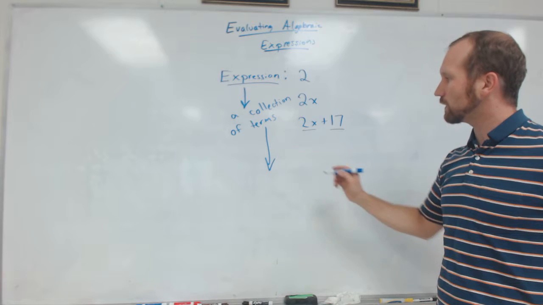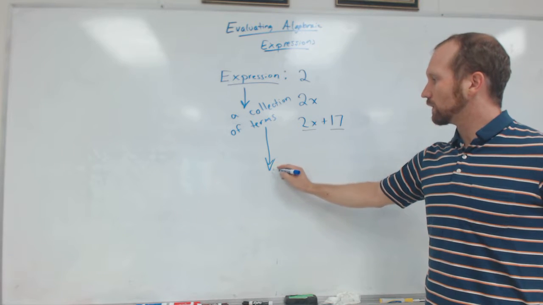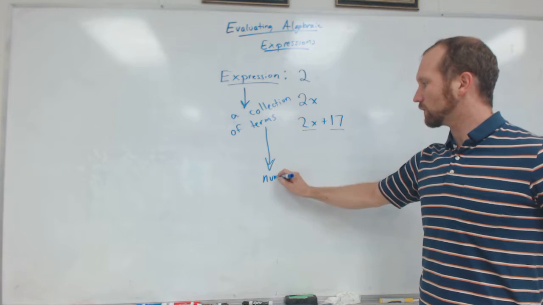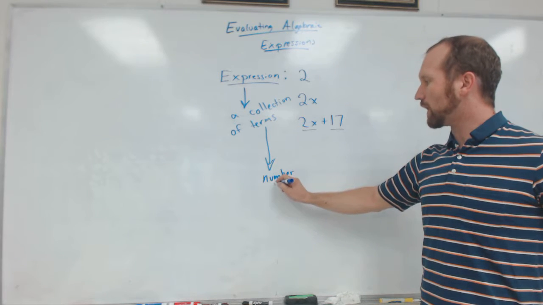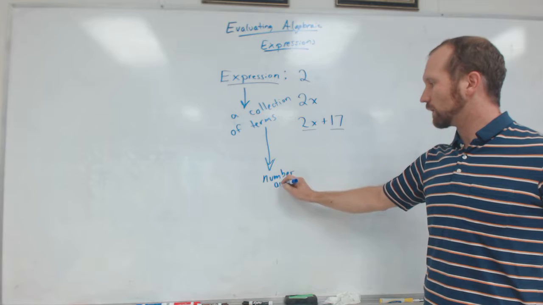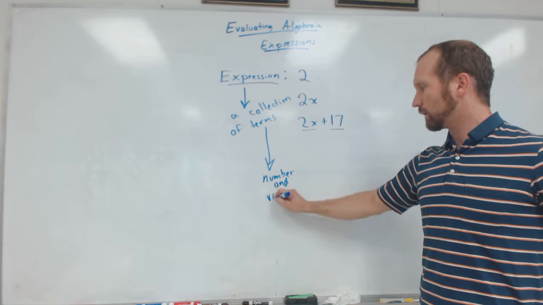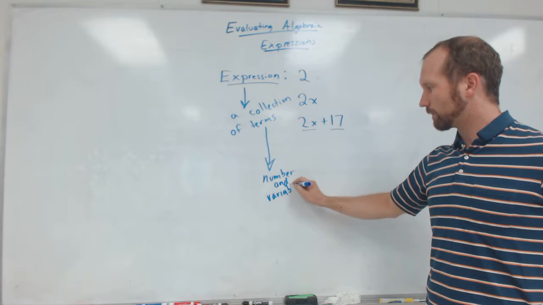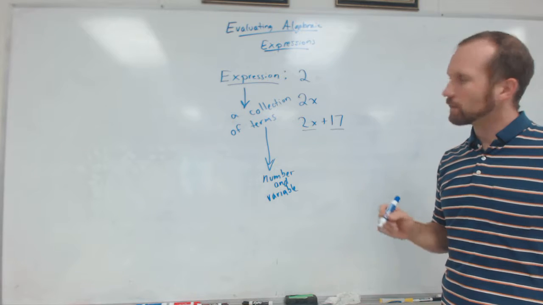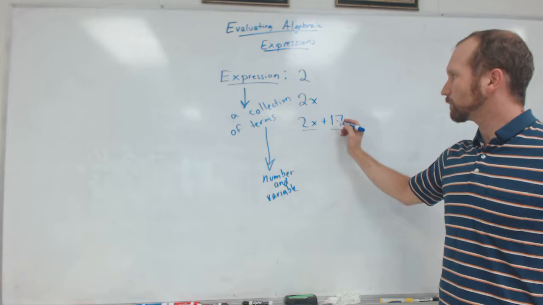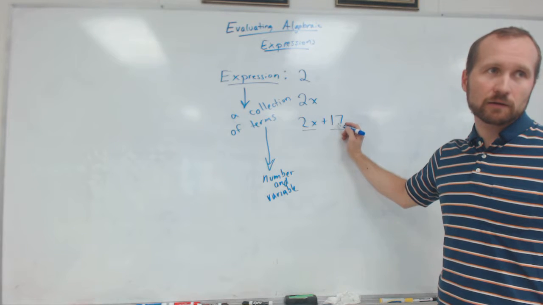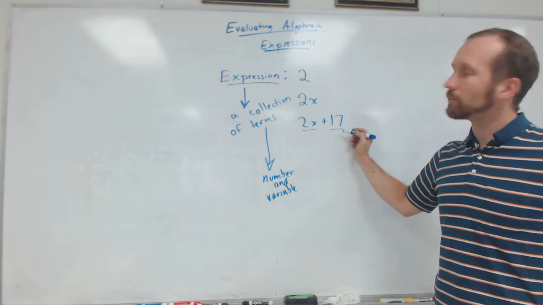A term is a number and then possibly also a variable. Okay, so a term could be something like 2x or 17. Those are terms.